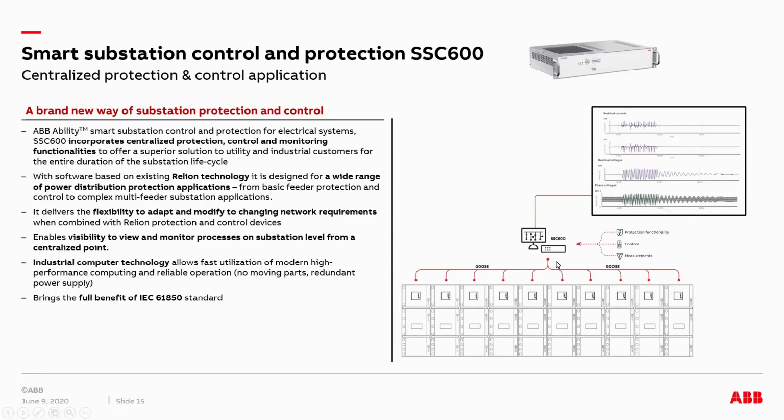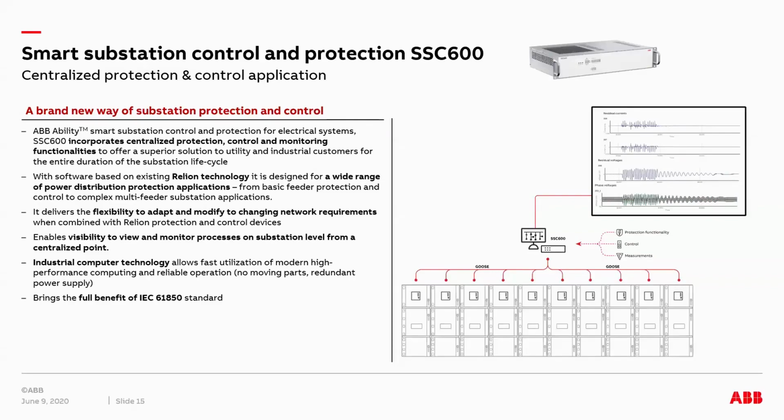It's designed for a wide range of power distribution protection applications, starting from basic feeder protection to complex multi-feeder substation applications. It adds flexibility to modify for a changing network. Networks are constantly changing and evolving depending on what comes into the network, future expansions, and so on. So there's a great amount of flexibility in modification for future needs with SSC 600.